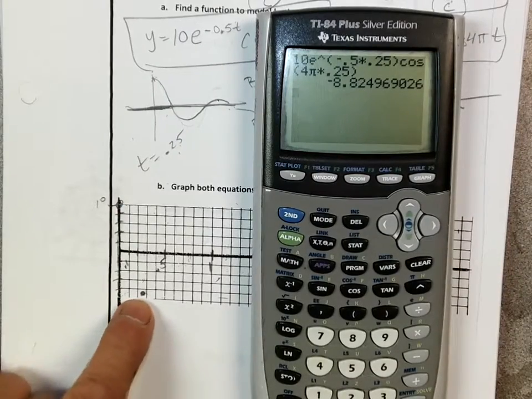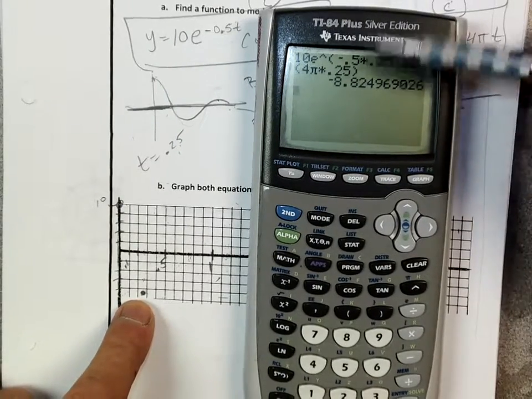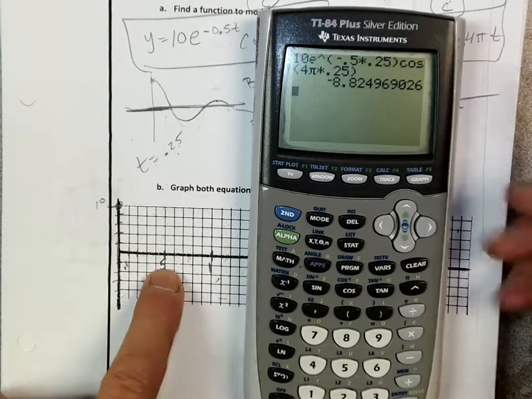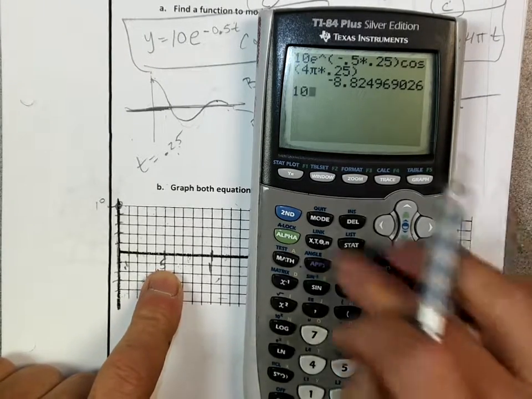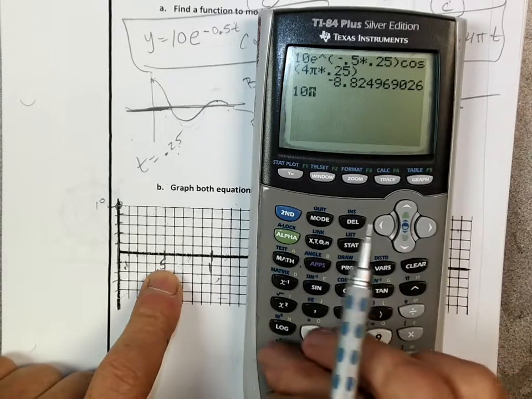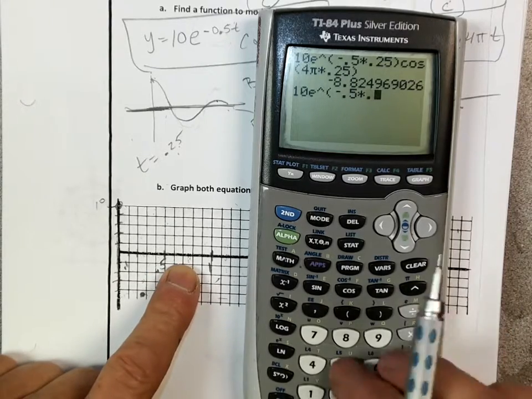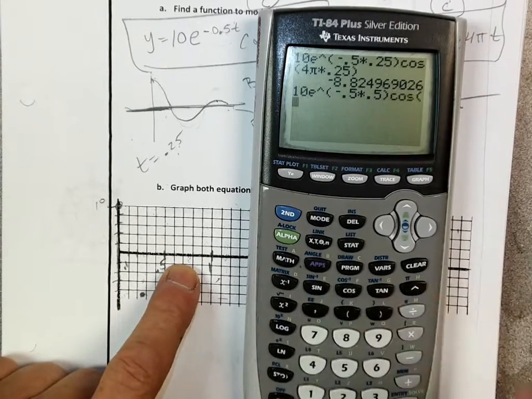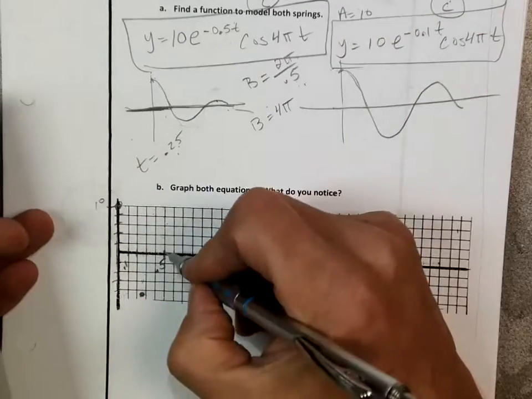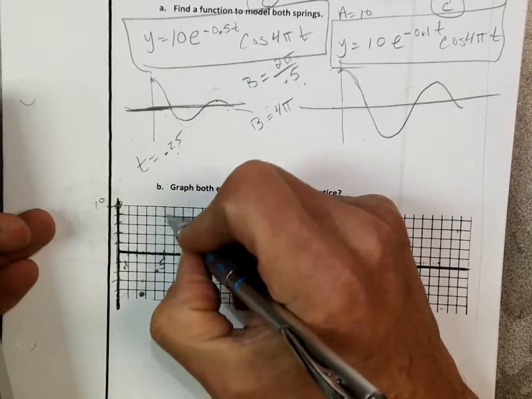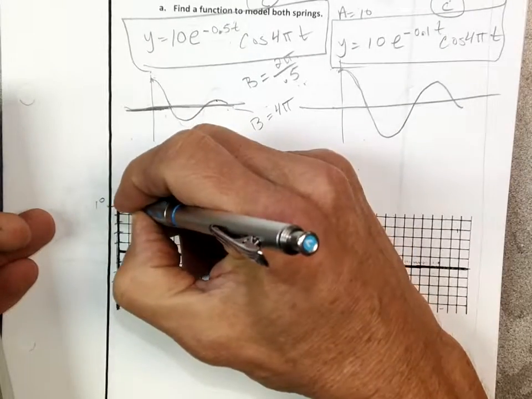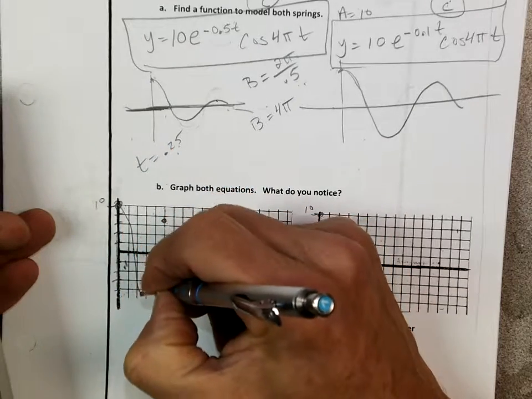So it is going to dampen. It's not going to go all the way down to negative 10. It's going to go to a negative 8.8, okay? Now let's put in the 0.5. So I go 10, and I go e to the negative 0.5 times 0.5, cosine 4 pi times my 0.5, and I get an answer of about 7.78, okay? So 2, 4, 6, 8, 7.78 is here. So you can see it's going to start dampening. It's going to come down like this. It's going to go back up.